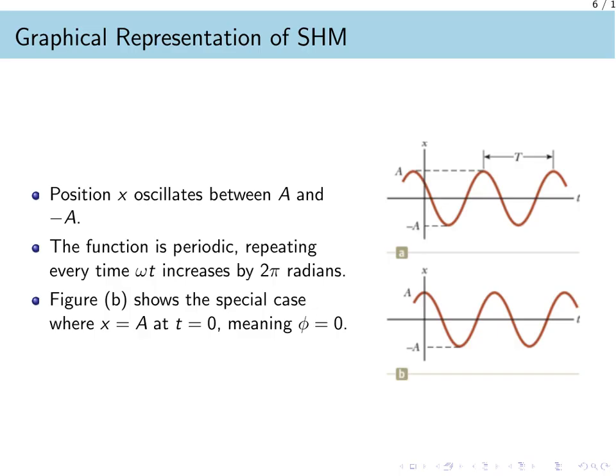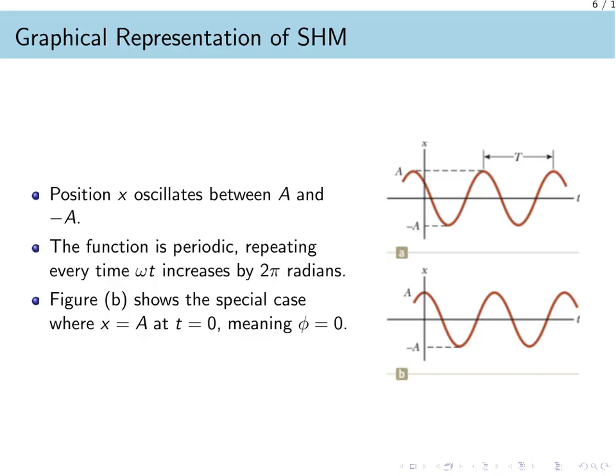The first graph shows the position x oscillating smoothly between a maximum value of positive A and a minimum value of negative A. This pattern repeats every time the argument of our cosine function increases by 2 pi radians, which corresponds to one full period, T.